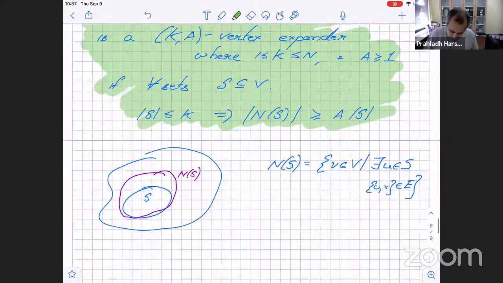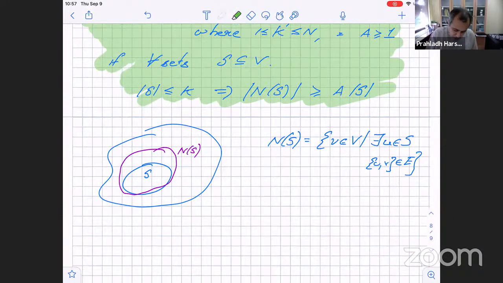So sometimes I will use the notation N plus S to denote NS union S. That is the things which are reachable within one step. NS is exactly things which are adjacent to S. N plus S is things which are reachable within one step. This is sometimes called N1S, or also N less than or equal to 1 of S.